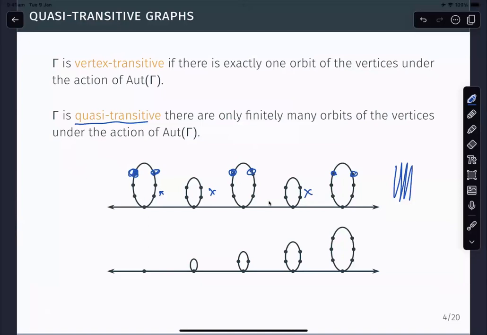So it's quasi-transitive. This one here, that's a bit useless, but if we're interested in geodetic, there's no point having that loop, but the loop's getting larger and larger. There's going to be infinitely many different orbits there. So this is not quasi-transitive.